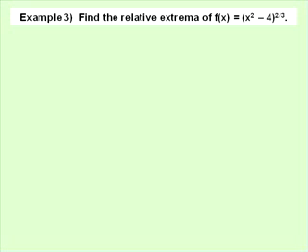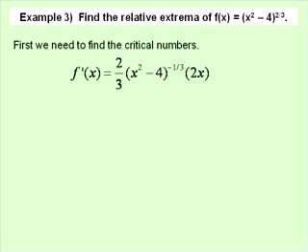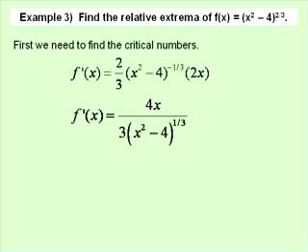Okay, and for our last example, let's find the relative extrema of f(x) equals (x² minus 4) to the 2/3. First, we need to find the critical numbers. f'(x) equals 2/3 times (x² minus 4) to the -1/3 times 2x is our derivative based on the chain rule. We can simplify that as follows.